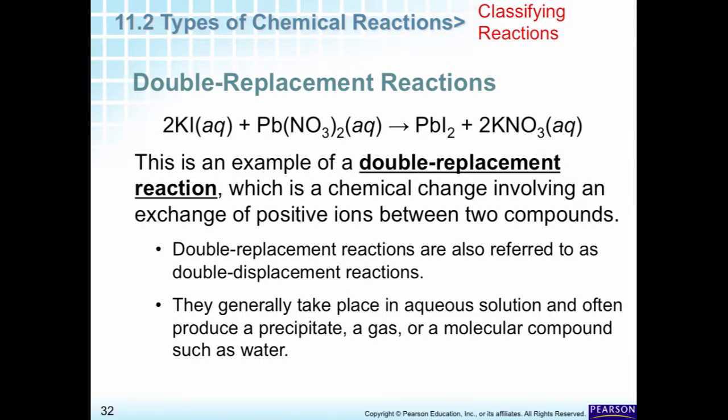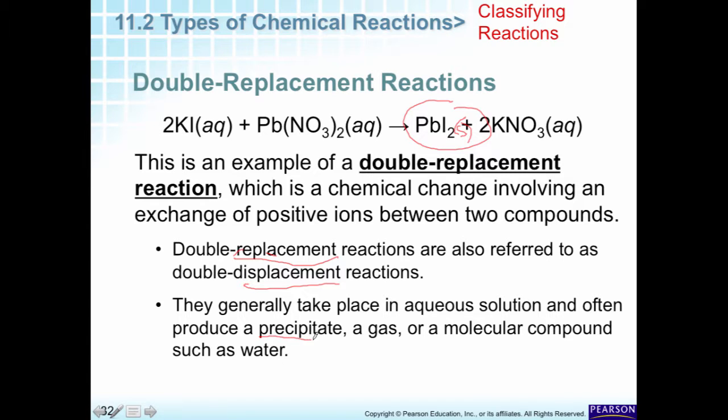All right, so if we look at it, I could actually say in this equation, next to PbI2, I could write a little S there. So everything else is aqueous, but this is solid, so a reaction has occurred. So sometimes you'll hear me say replacement, sometimes you'll hear displacement.